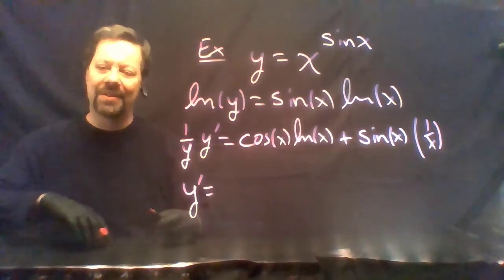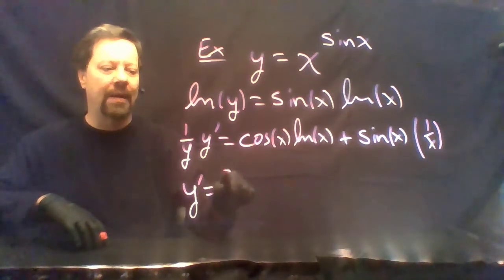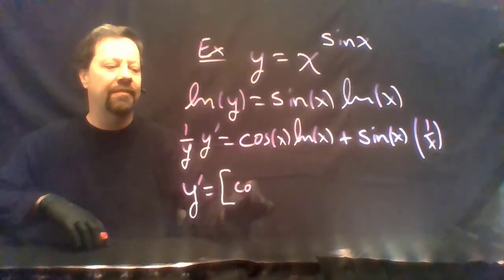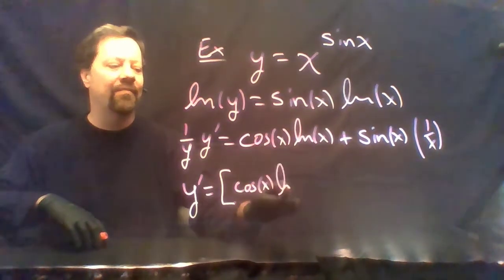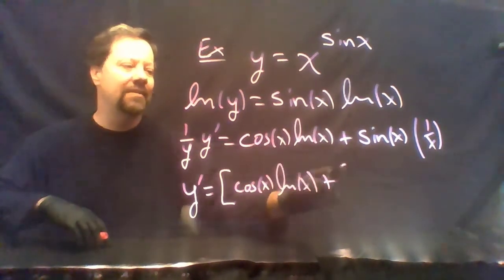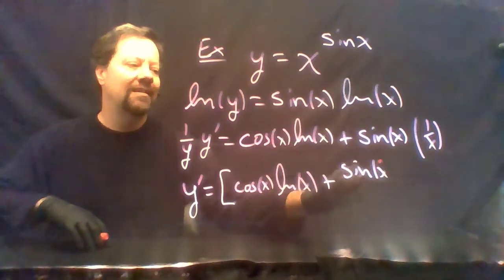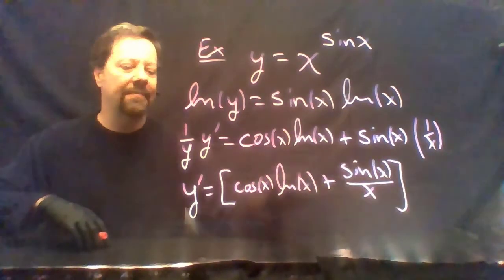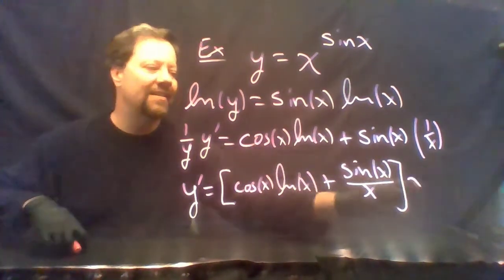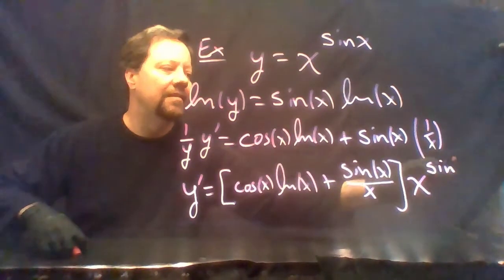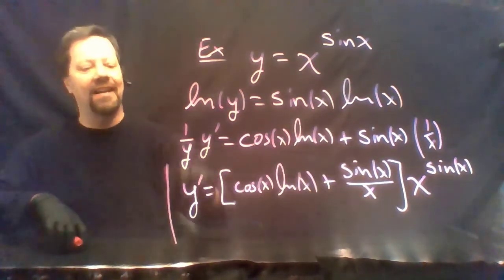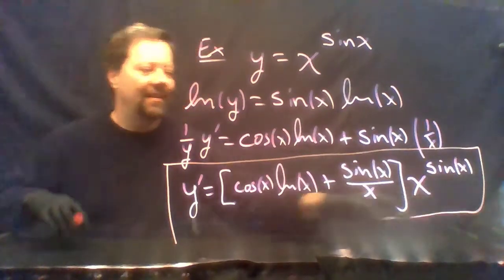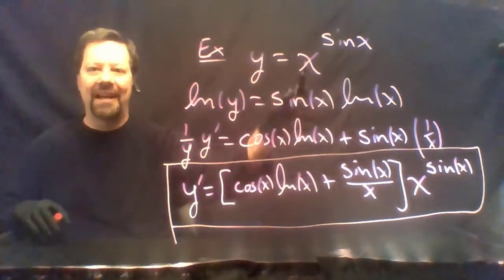We multiply both sides by y in order to solve for y prime. So we'll have cosine of x, natural log of x, plus sine of x over x, all times y. But y is x to the power of sine x, and that is how you calculate the derivative of x to the power of sine x.